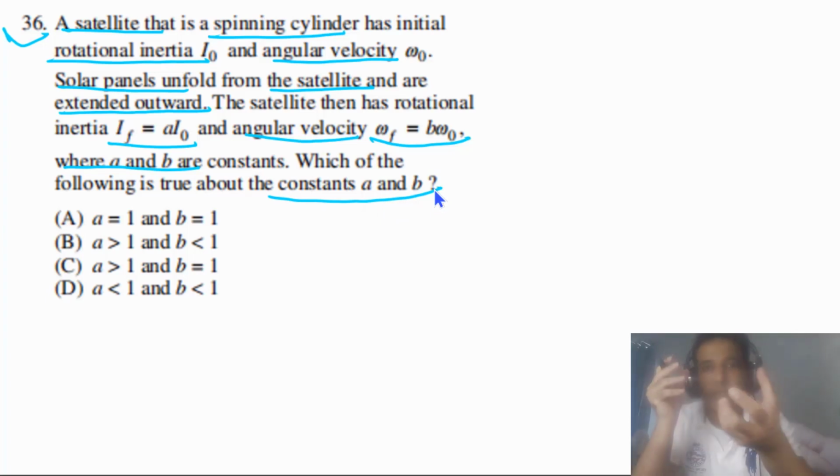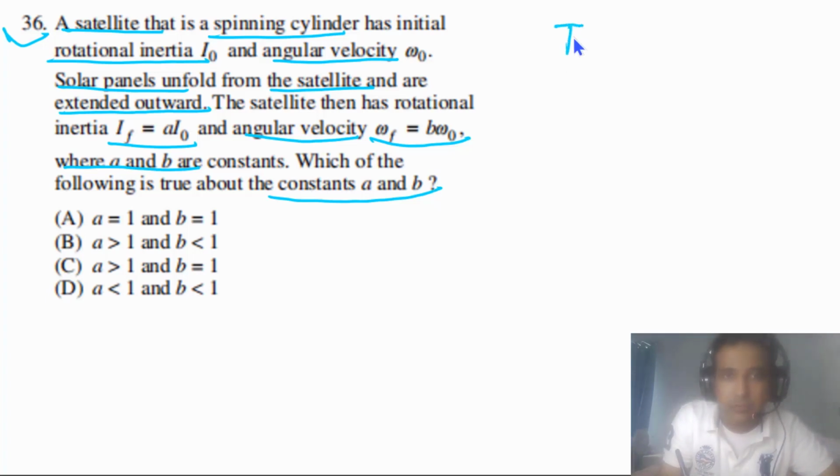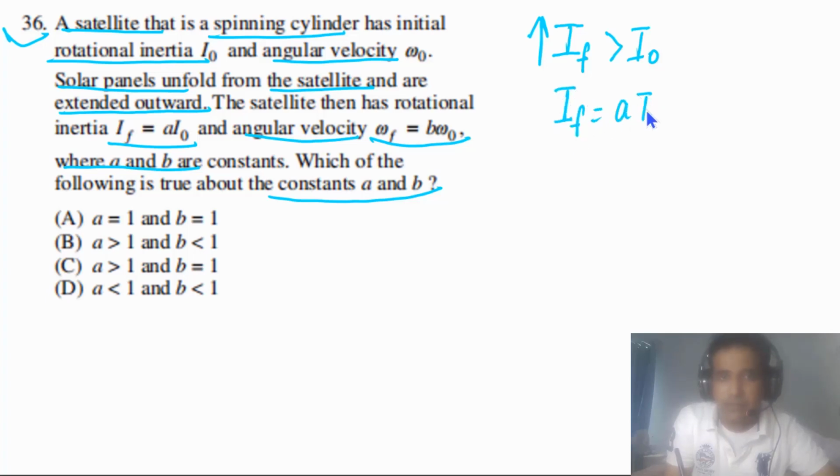So in this case, you can simply imagine that first of all, the satellite is like a fist and then it is extended. As the satellite is extended, more mass is away from the center, so its moment of inertia increases. So If increases, and If is greater than I naught. As If is greater than I naught and If is equal to a times I naught, a has to be greater than 1. So this is one thing we can understand.